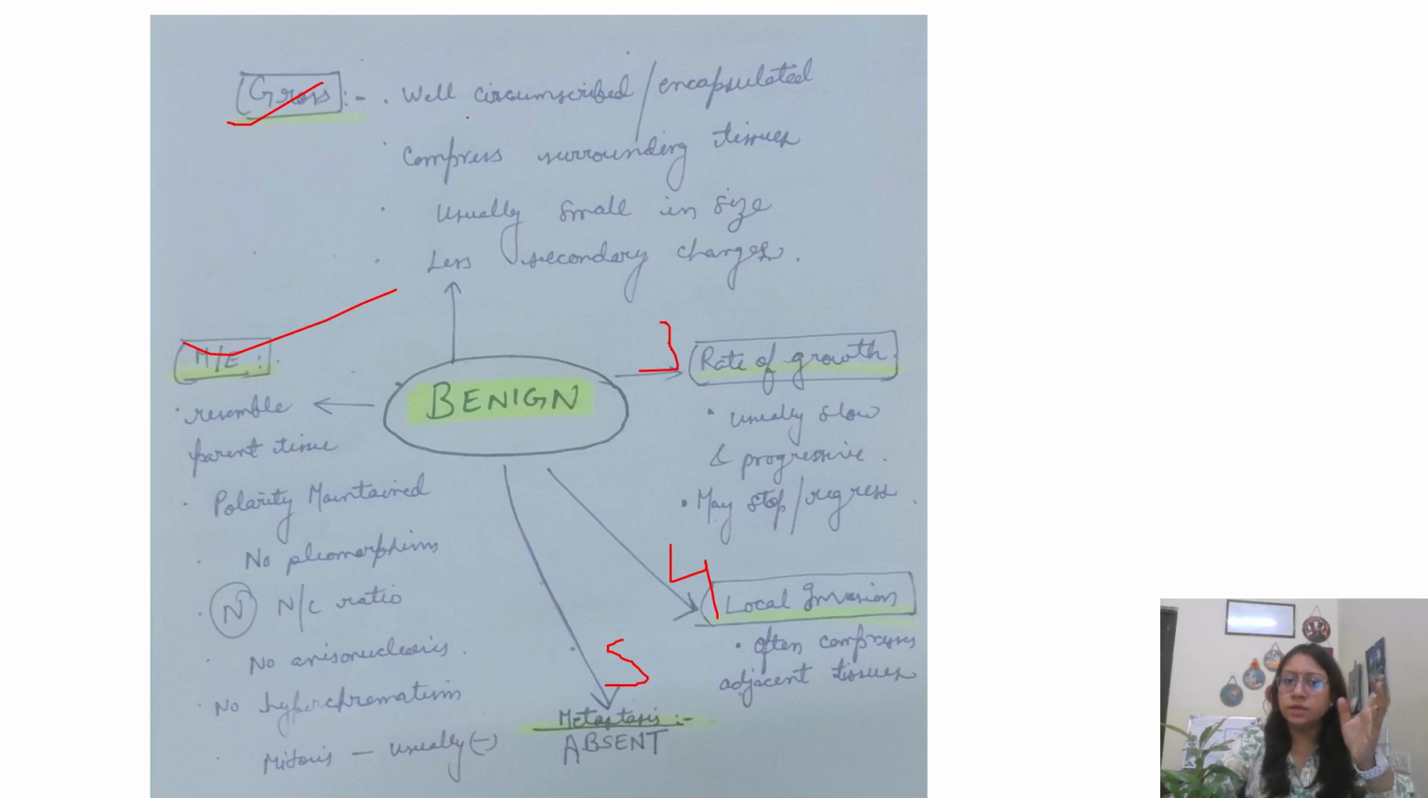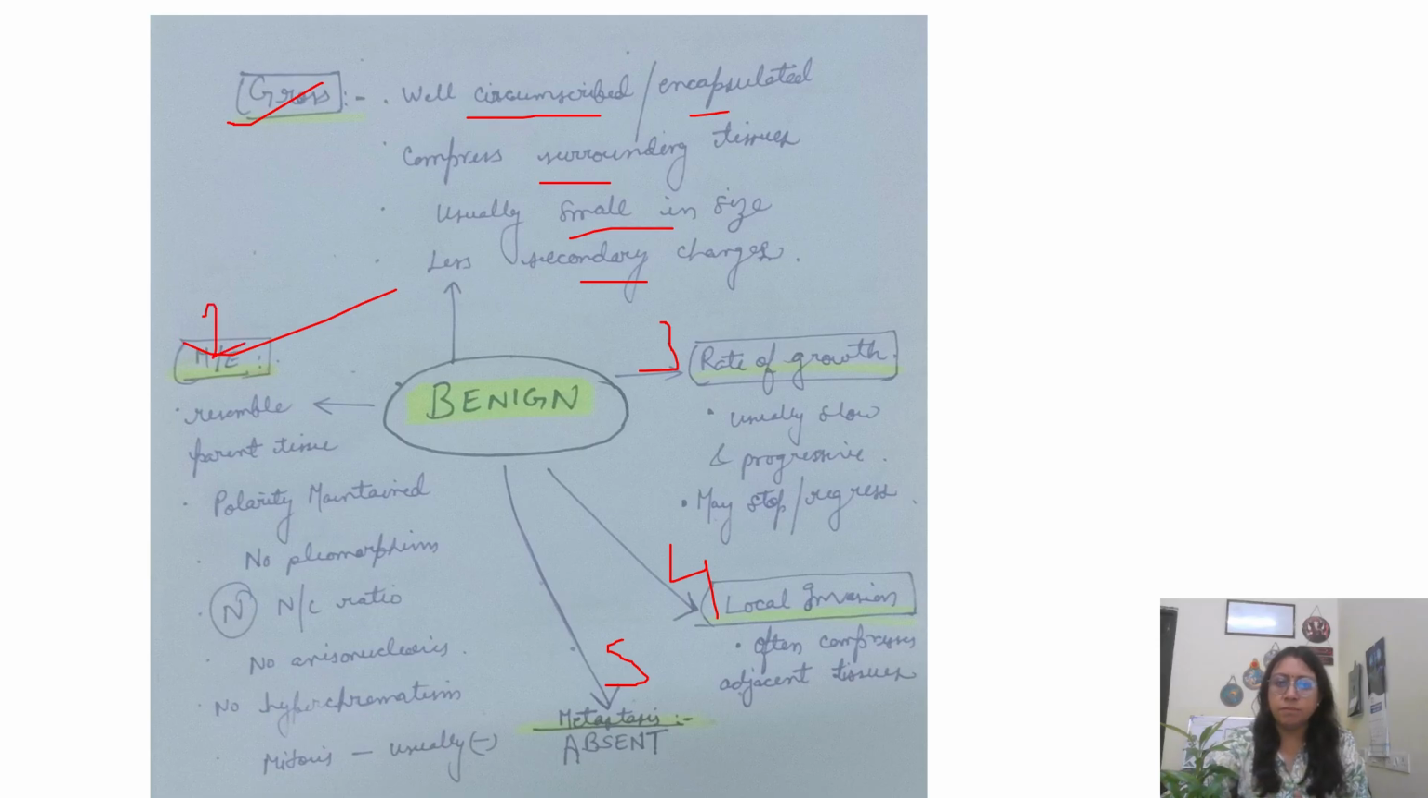So benign जब हम बोलते हैं ना, वो बहुत ही साफ सुथरा ट्यूमर you can say. So it is well circumscribed, it has a capsule, so no invasion you can say. Then it just compresses the surrounding tissue. It does not destroy the adjacent tissues. Then it is usually small in size and you will see it has less secondary changes like necrosis, hemorrhage. ये सारी चीजें malignant tumors में ज़्यादा होती हैं.